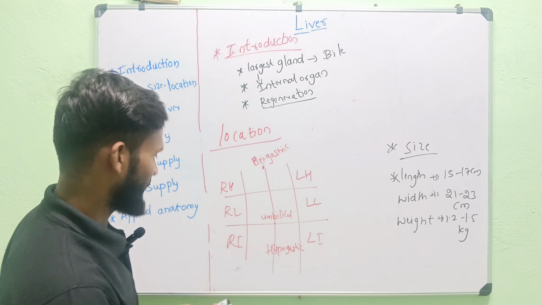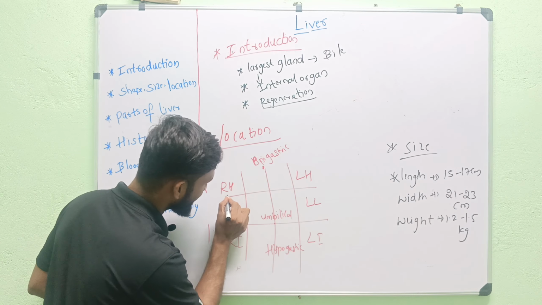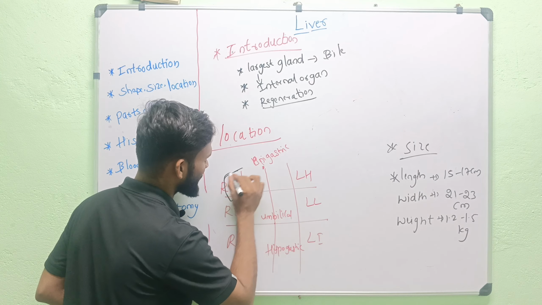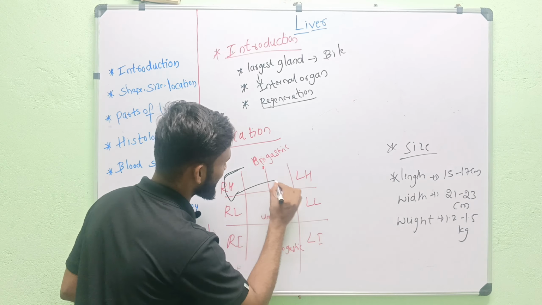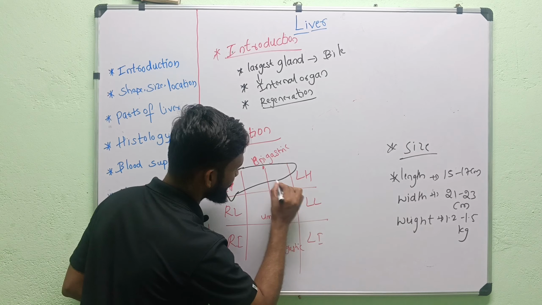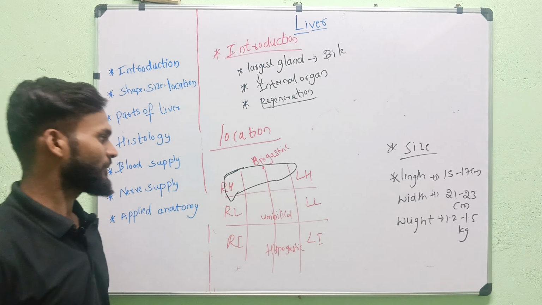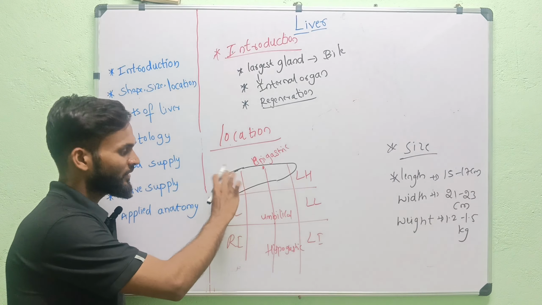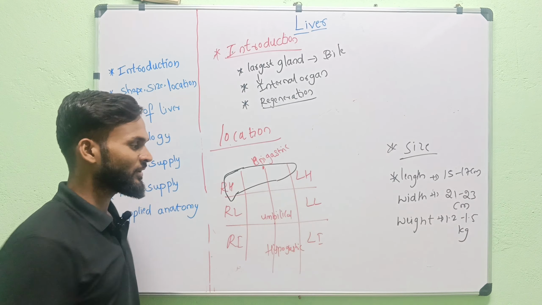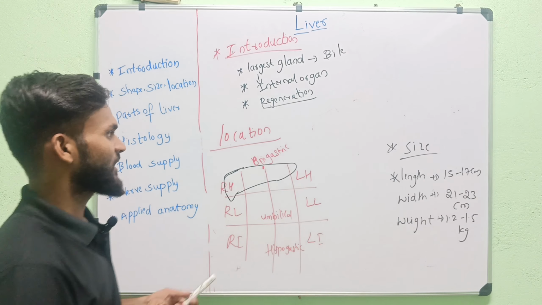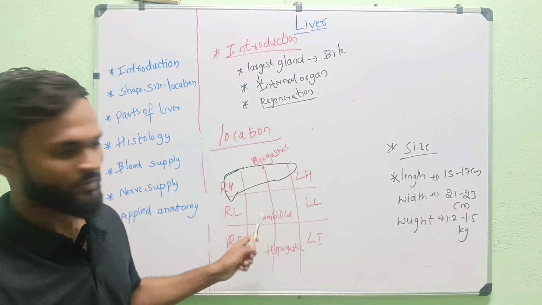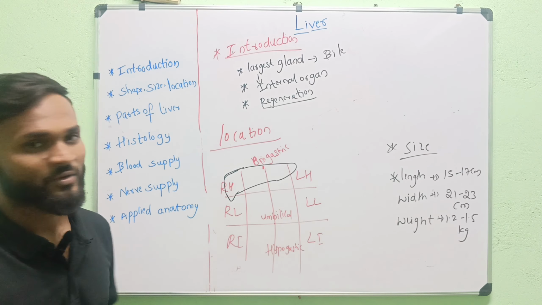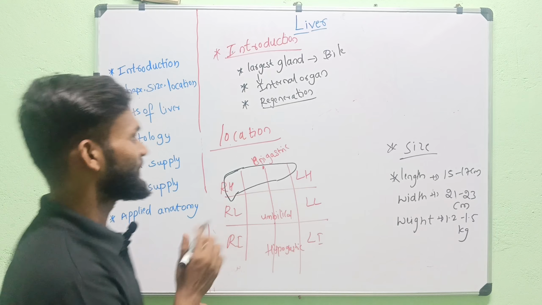Let us look at your liver. Liver is going to occupy some part of your right lumbar, and most part of your right hypochondrium, and most part of your epigastrium, and some part of your left hypochondrium. It is the location of your liver. We are going to locate the liver based on the abdominal quadrants. It is all about the location of your liver.